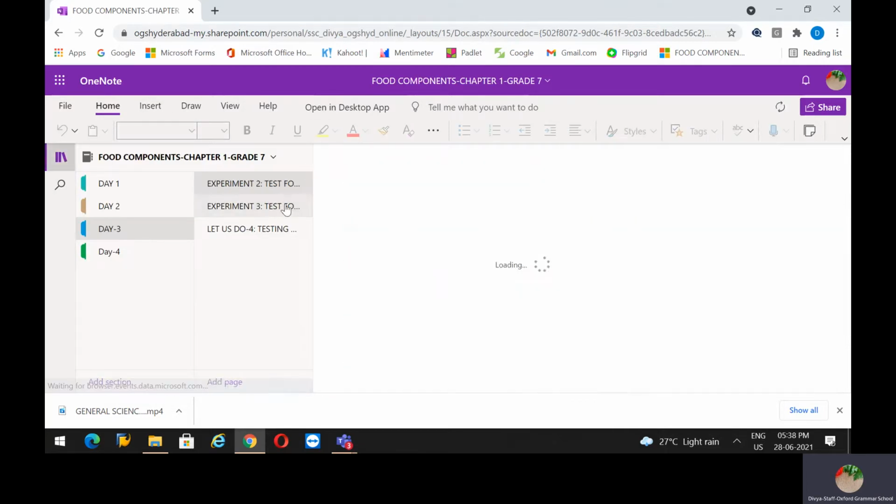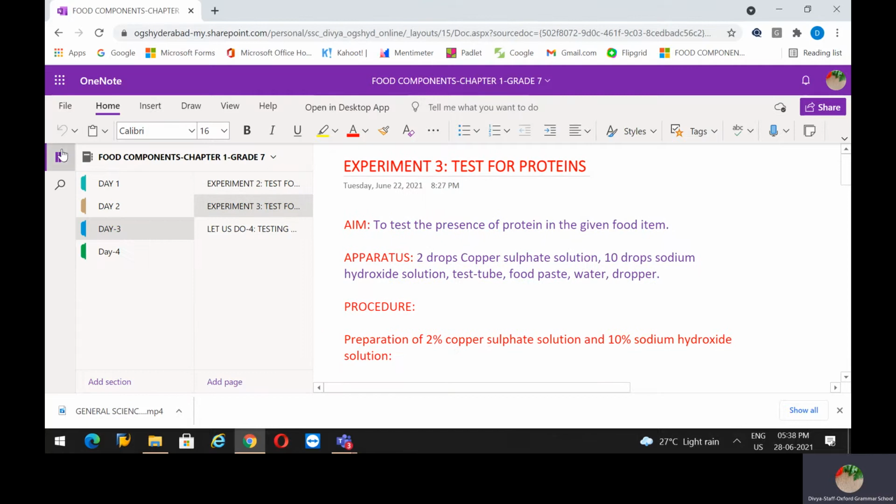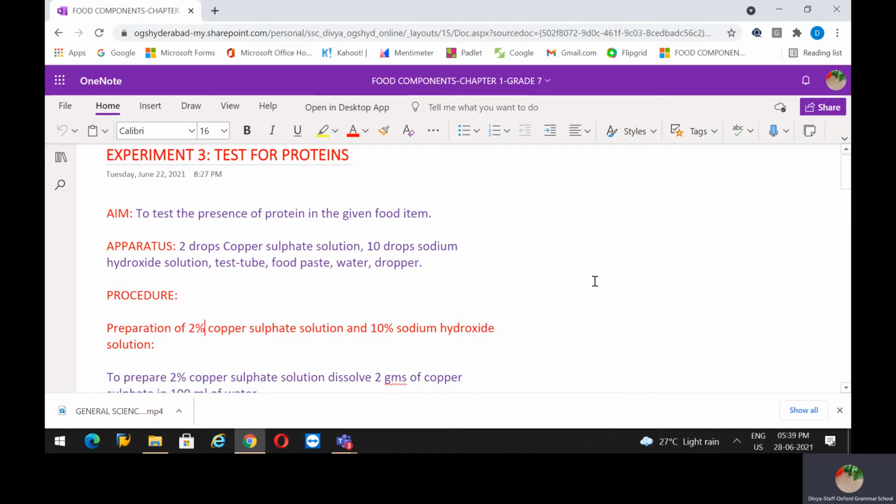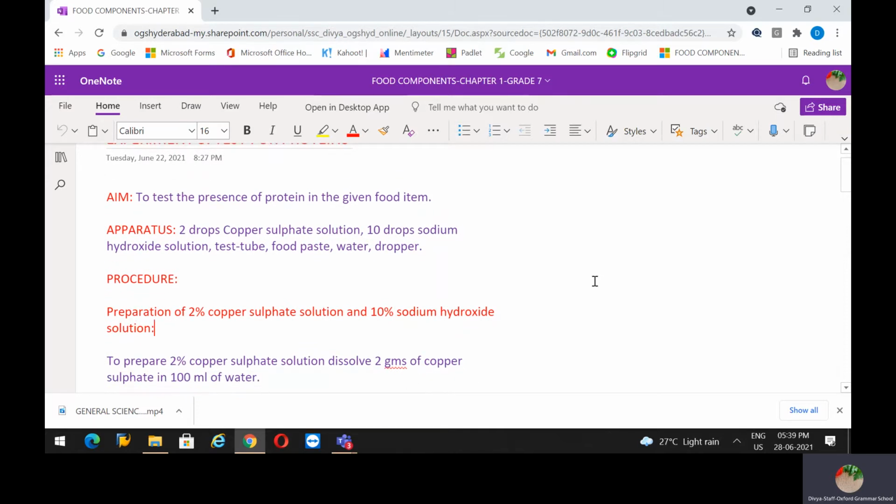Let's go with the test for the presence of protein. So hear it carefully, children. The aim of the experiment is to test the presence of protein in the food item. What are the apparatus required? 2 drops of copper sulfate solution, 10 drops of sodium hydroxide solution, test tube, food paste or food powder, and water and dropper. Procedure. We require two things, children: preparation of 2% copper sulfate solution and 10% sodium hydroxide solution. So how can you prepare 2% copper sulfate solution?